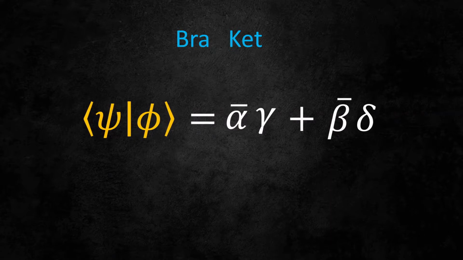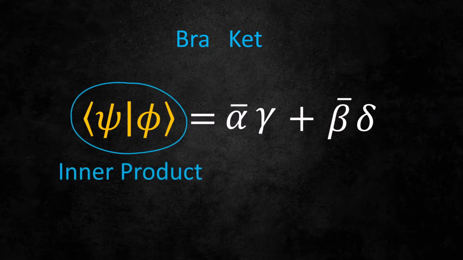And this expression might be familiar. It is the inner product of these two vectors. That's it, really. Bra-ket notation is a convenient way to write inner products, and in future videos, it will be used to write other operations conveniently.